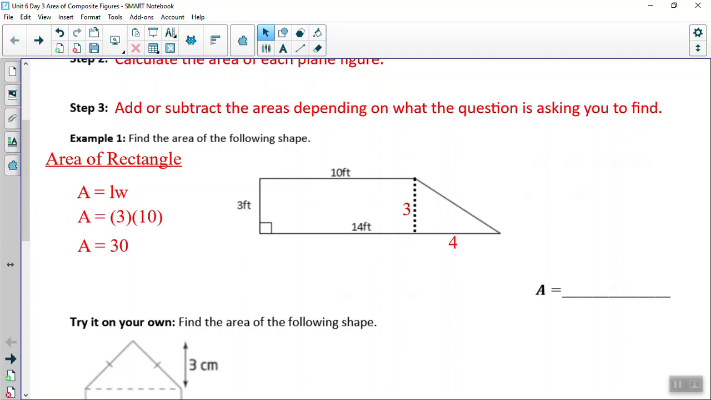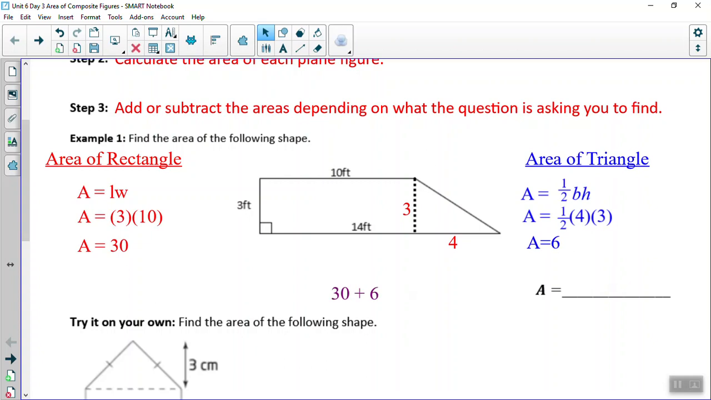Alright, now the area of the triangle. Remember, it is 1/2 base times height. Base is 4, height is 3. Do the math, and we end up with an area of 6. Alright, so now to find that total area, we're going to take those two values, that 30 and that 6. We're going to add them together and we get 36. So my total area is 36 feet squared.